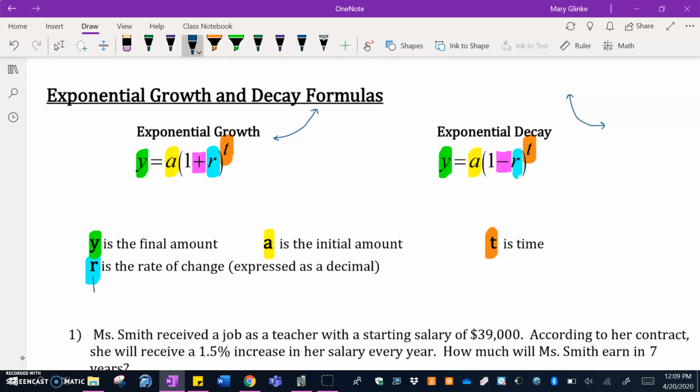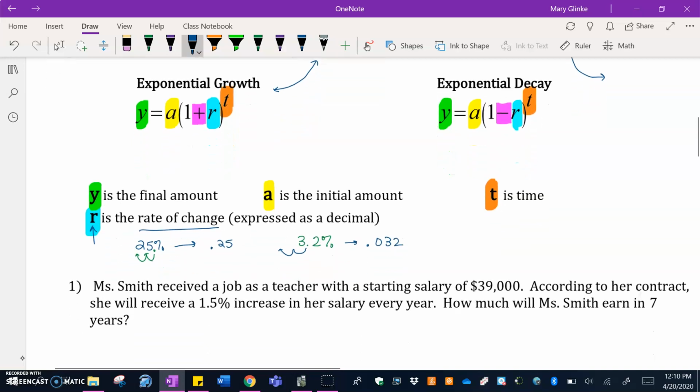For your growth rate, that R value, there is something special about that. That is the rate of change. It has to be expressed as a decimal. So for instance, if you had a 25% growth as a decimal, that would be 0.25. If you need a little bit of help with that, wherever your decimal point is as a percent, you're going to move it over 2 decimal places to convert it into that decimal. So for instance, if you had 3.2%, you would move the decimal point over 2 spots, and this would be 0.032.